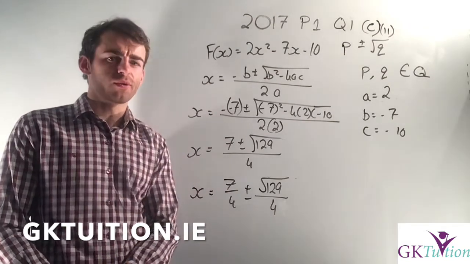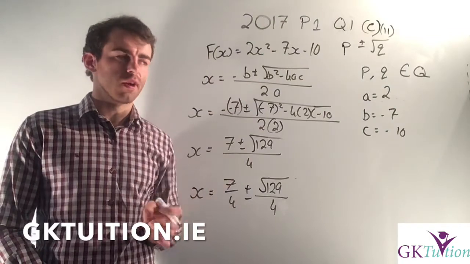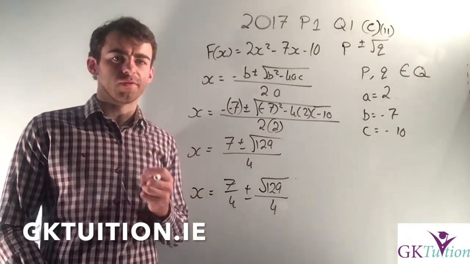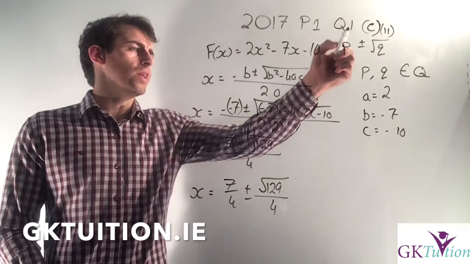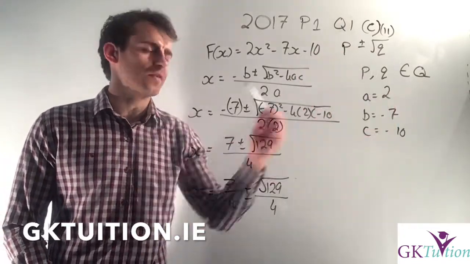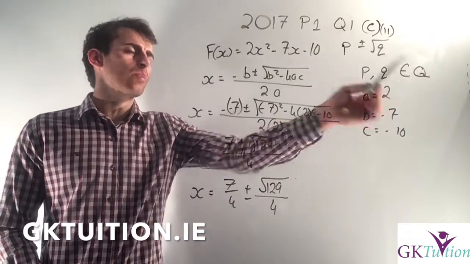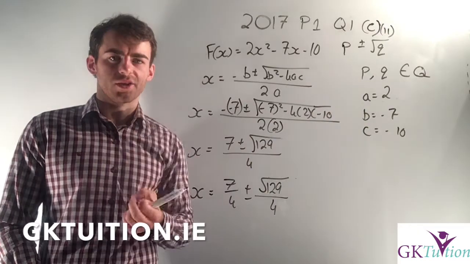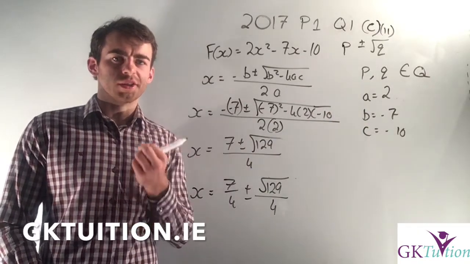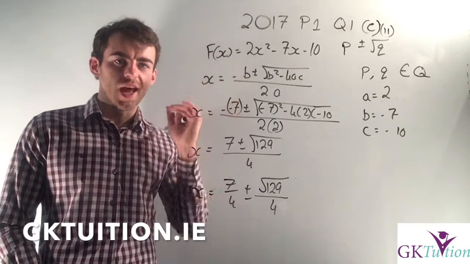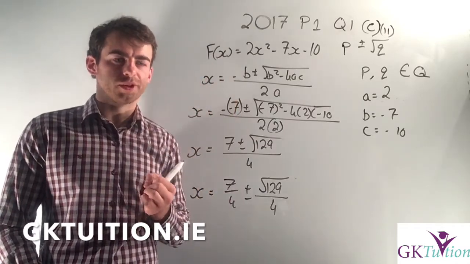For the final part of this question, now I've almost finished it, but just not quite. In C part 2, I've been asked to find the roots of the function in the form of p plus or minus the square root of q, where p and q are elements of Q. Remember I said in the first part of this video that if it's an element of Q, that means it's a rational number. Rational numbers are any numbers that can be written as fractions, where the top of the fraction and the bottom of the fraction are whole numbers.